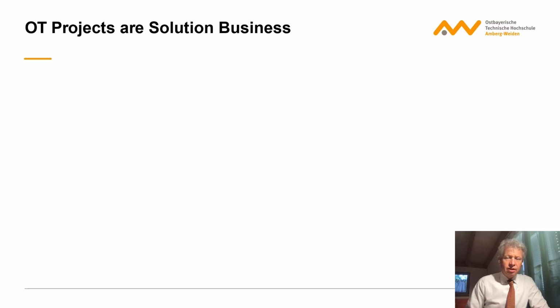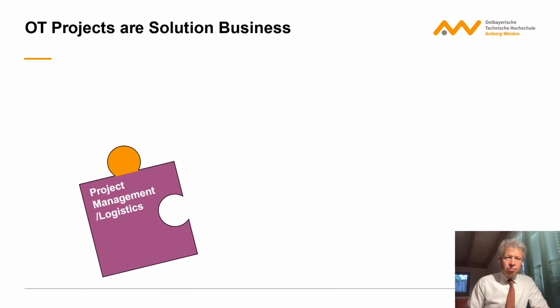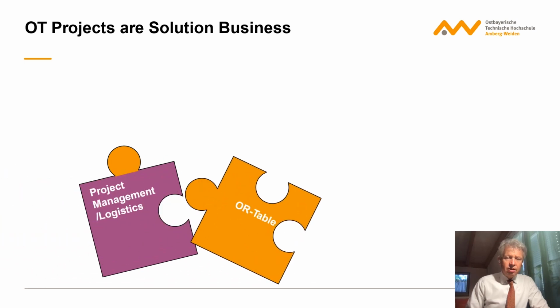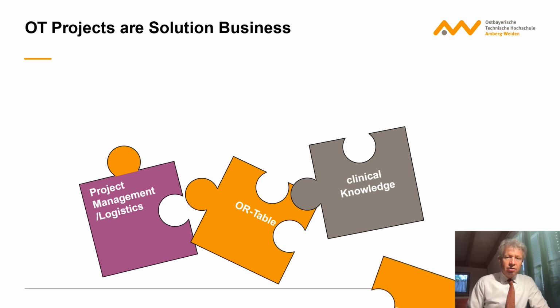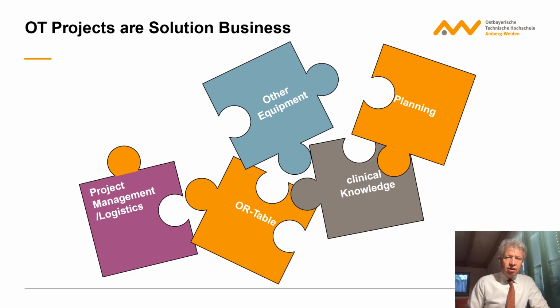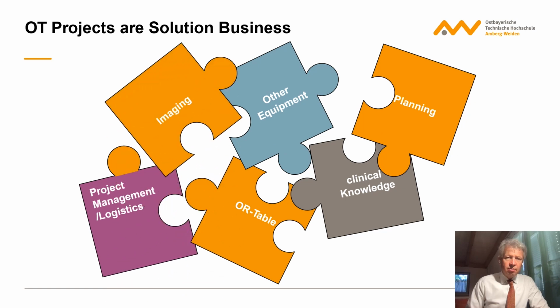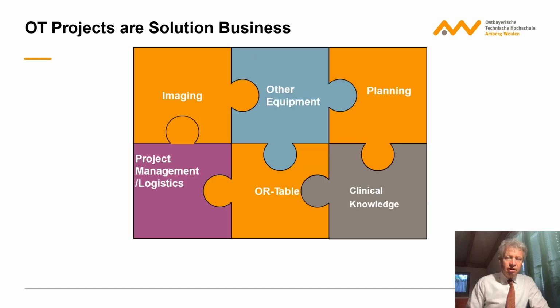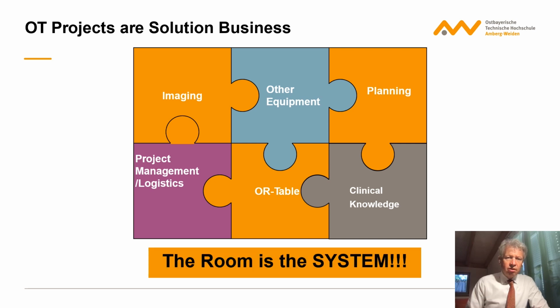Operating theater projects are solution business. You have to bring together the project management and the logistics, the operating table, the clinical knowledge, the planning procedures, all the other equipment in the room, and for example in hybrid theaters also the imaging equipment, to come together to a solution that works for the surgeons. Therefore, you really have to consider the entire room as the system.